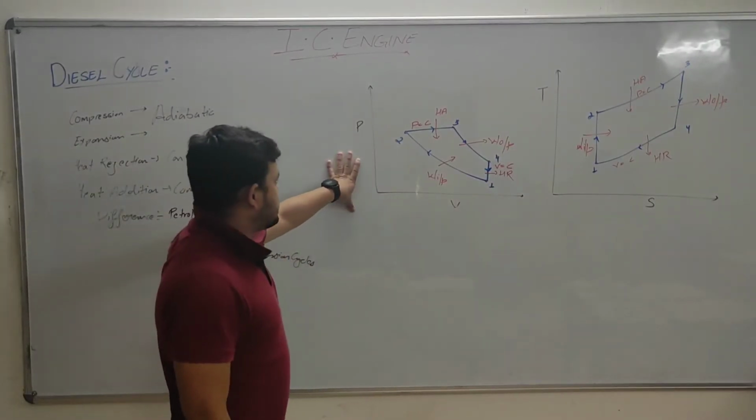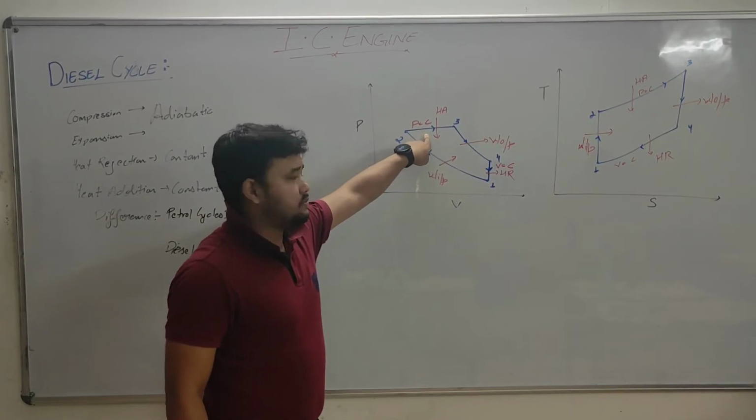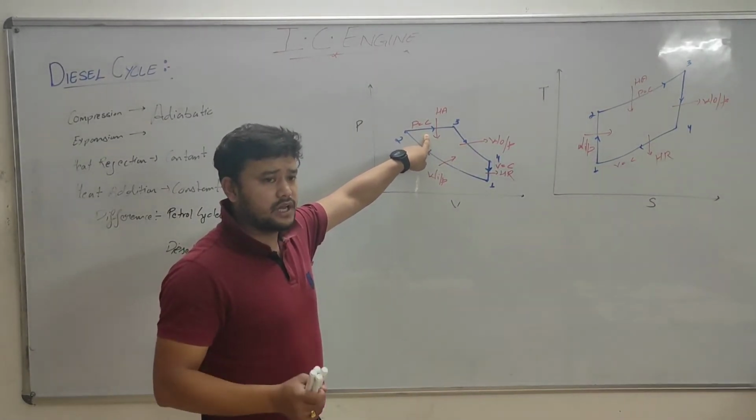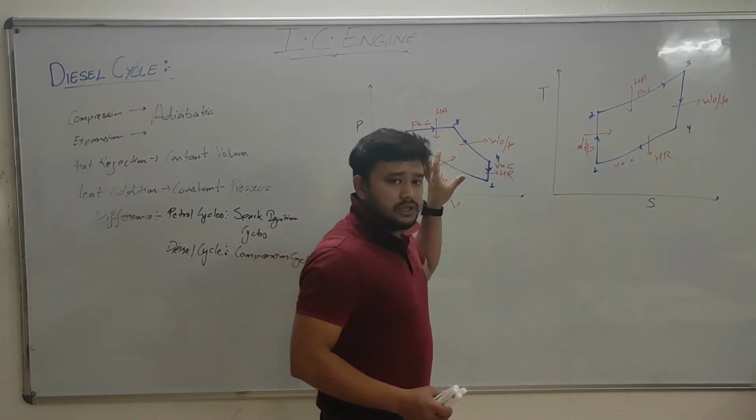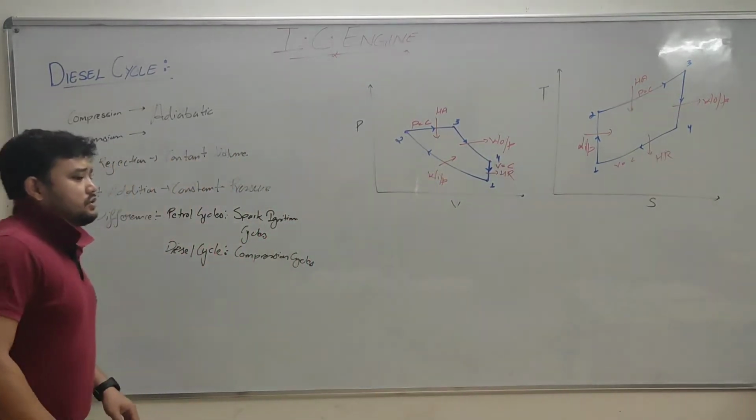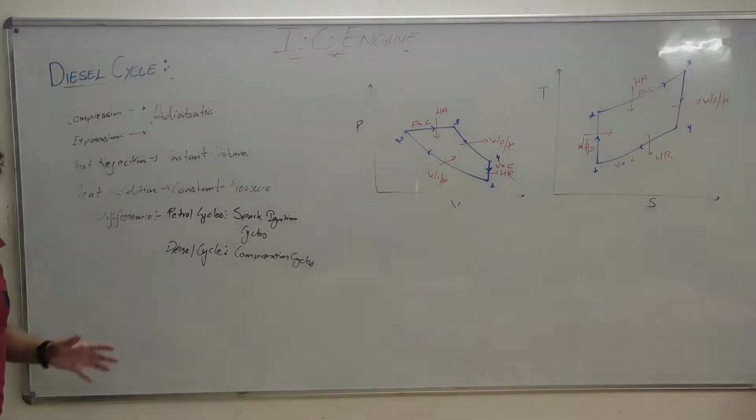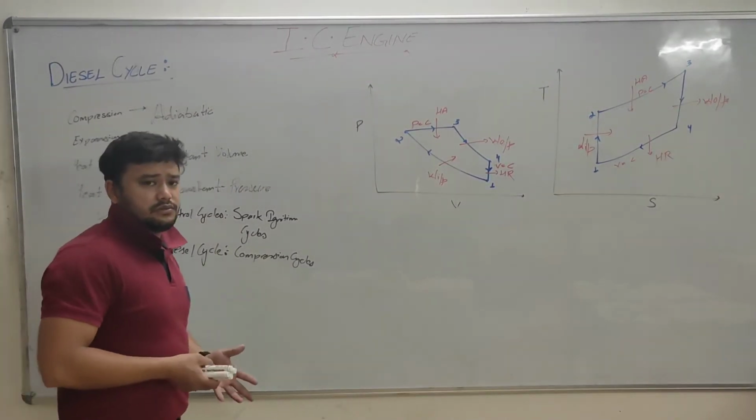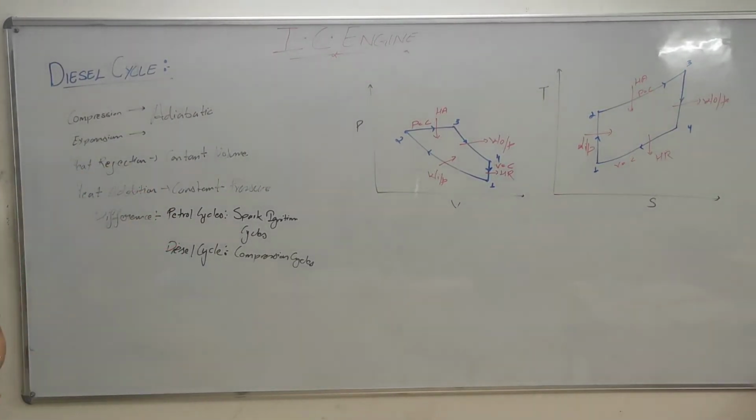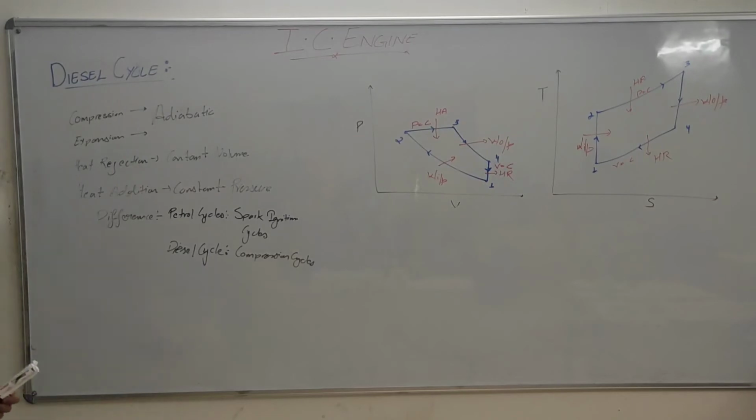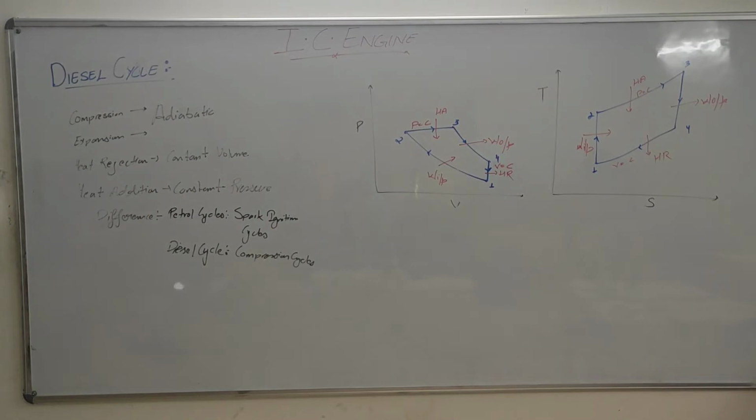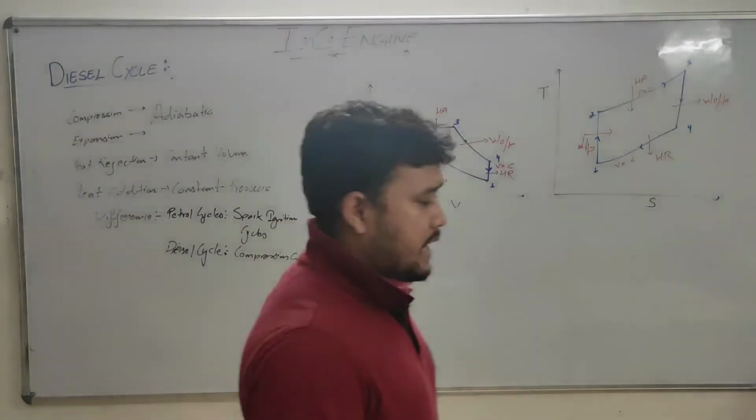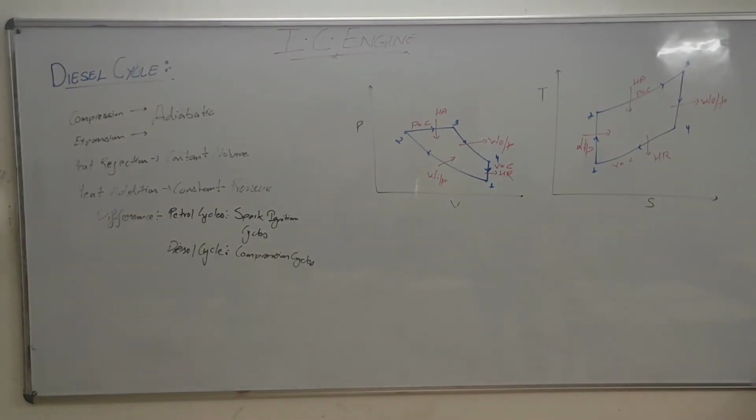You can see that self ignition will take place due to the high temperature and pressure because of the high compression ratio in the diesel cycle. This is the only difference between the petrol and the diesel cycle, and it is because of the characteristics of the fuel, which we will discuss in the next unit. So this is the PV and TS diagram of the diesel cycle. Now we are going to discuss the efficiency of the diesel cycle.